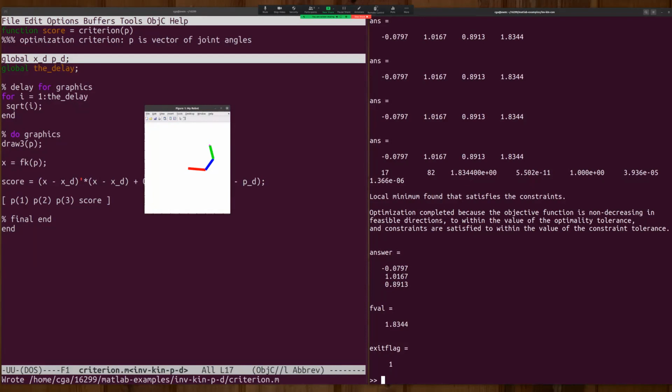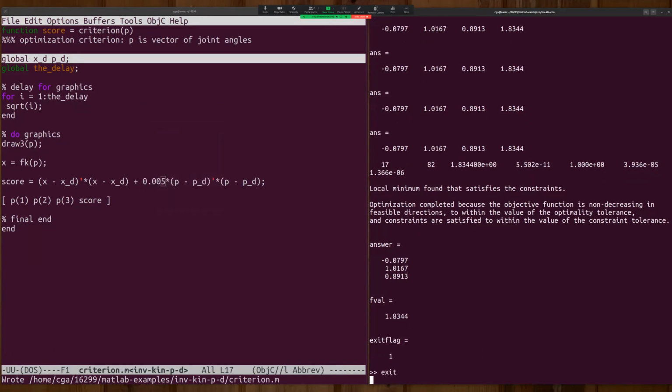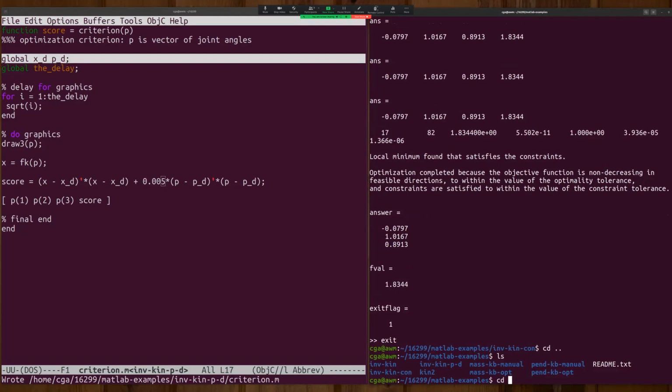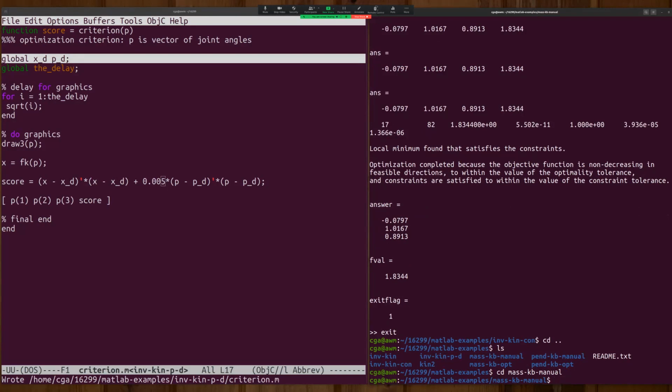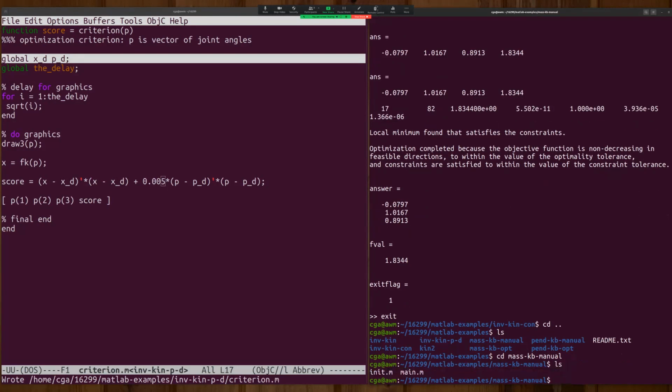So early on, I said, here are some examples of controlling a rock. So let's take a look at those. And that was the example mass KB manual. And let's see what we got here.